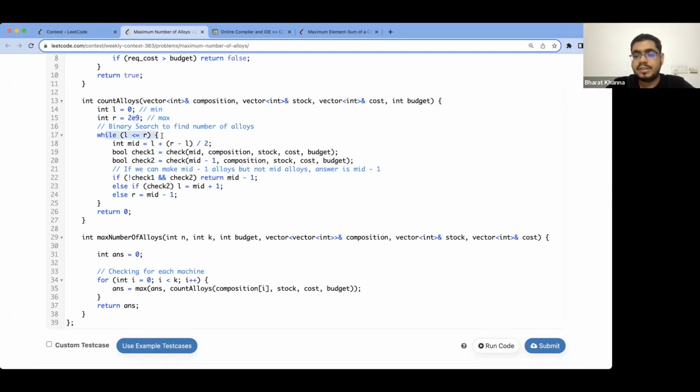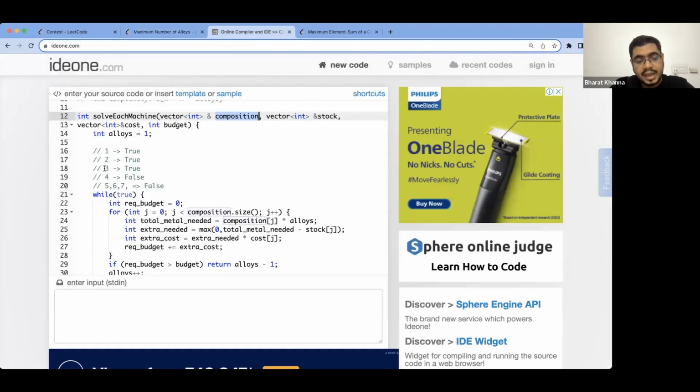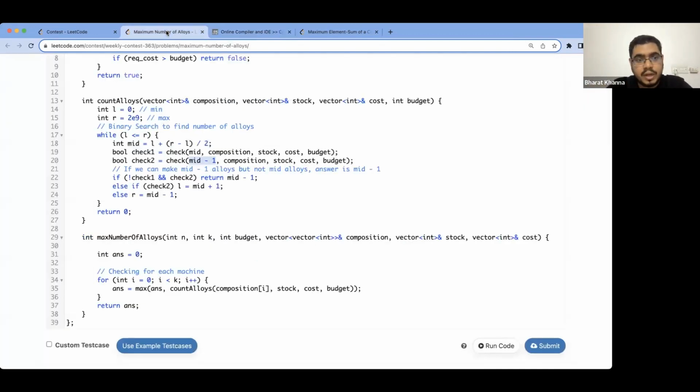Every time while doing binary search, what I'm doing, finding a mid, can I make this much? So I'm checking, can I make mid? Similarly, I'm checking, can I make mid minus 1? Okay, why am I saying this? For the answer. So if I cannot make mid, but I can make mid minus 1, that means my answer is mid minus 1. ये समझ में आ रहा है क्या? अगर 4 बन नहीं पा रहा है, 3 बन पा रहा है, so that means 3 is the answer. So that is what I've done here.